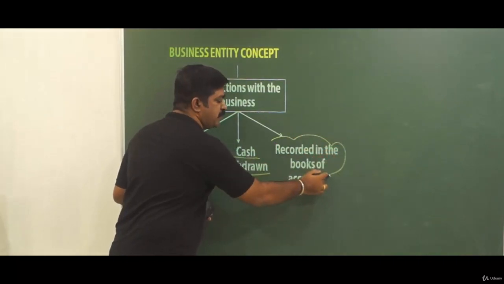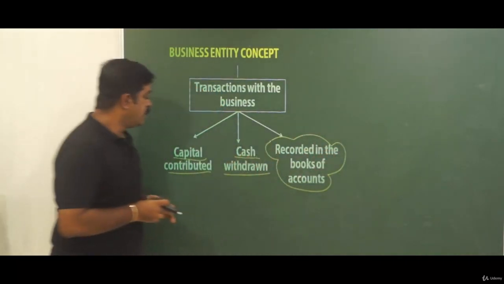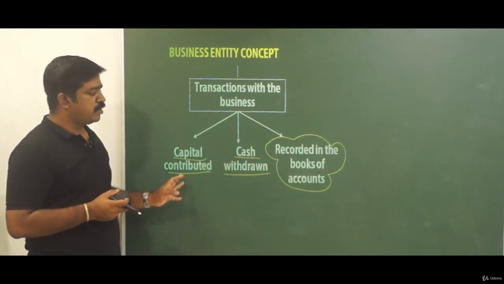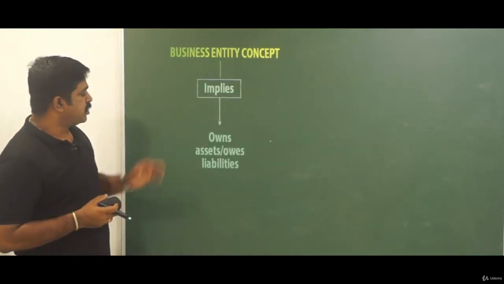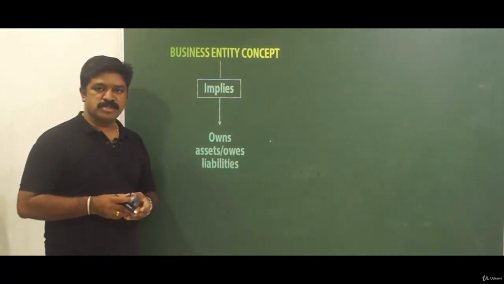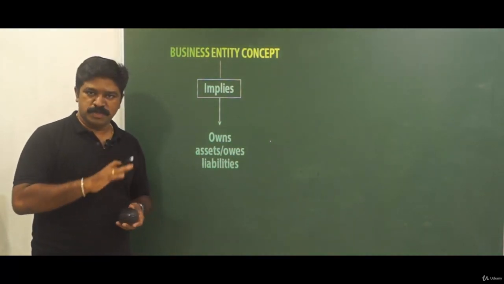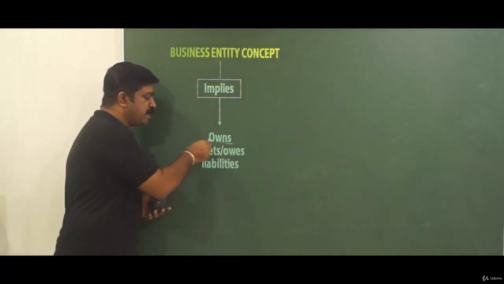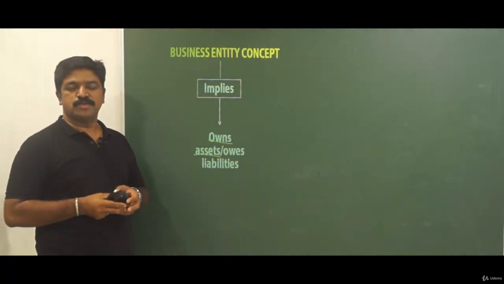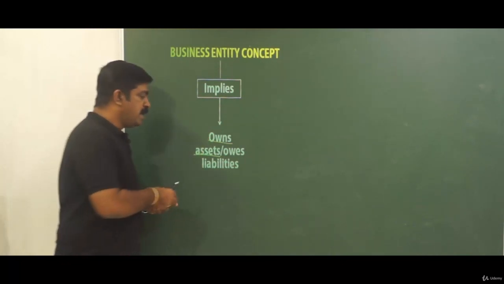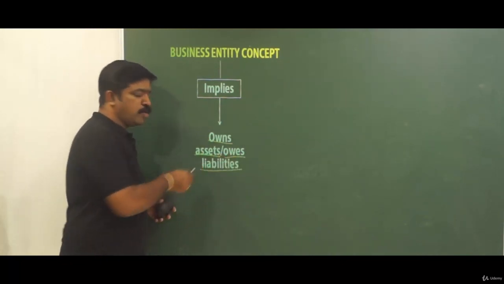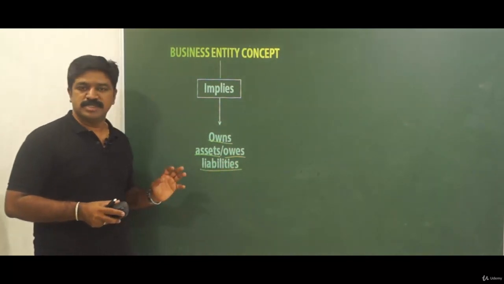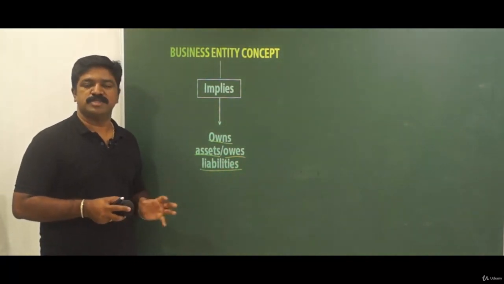So the transactions with the business in the form of capital contribution, the cash that has been withdrawn, all those will get recorded, but not the personal transactions. Okay, so this means that business is a separate person, an artificial person, and all the assets of the business are going to be in the name of that business entity. So business will own assets, and if there is any borrowing, that borrowing is made by the business. So business owes liabilities. Okay, so this is the significance of this concept, the business entity concept.